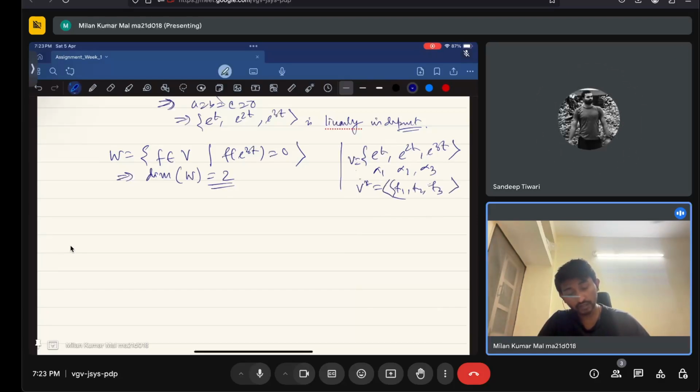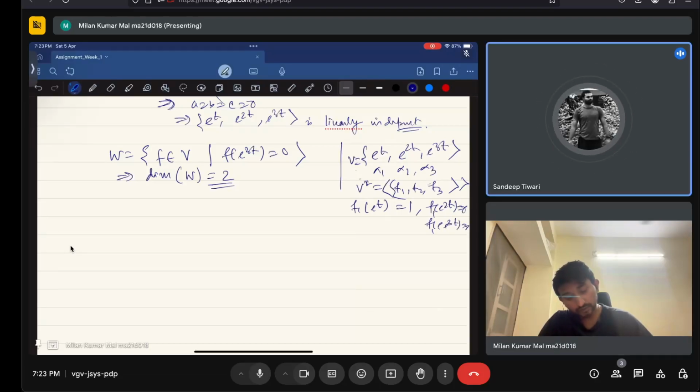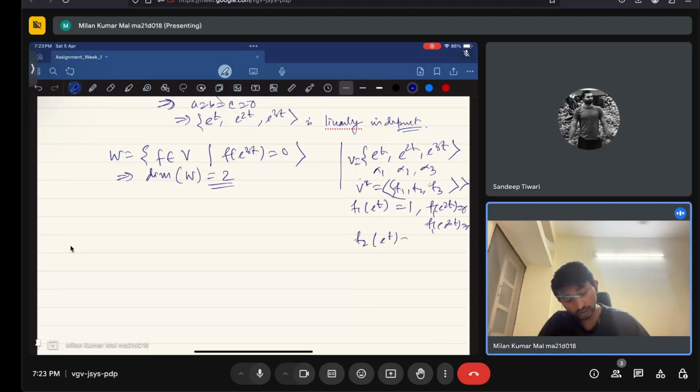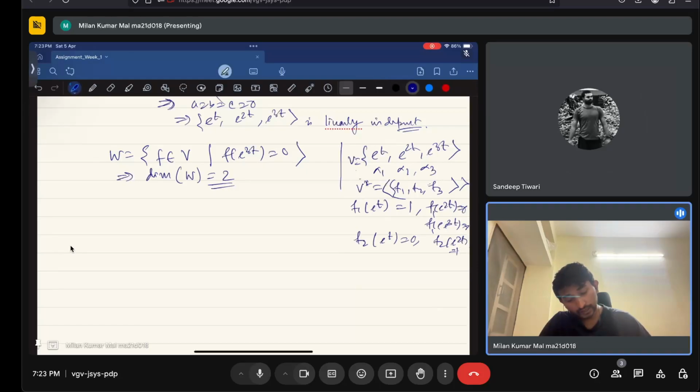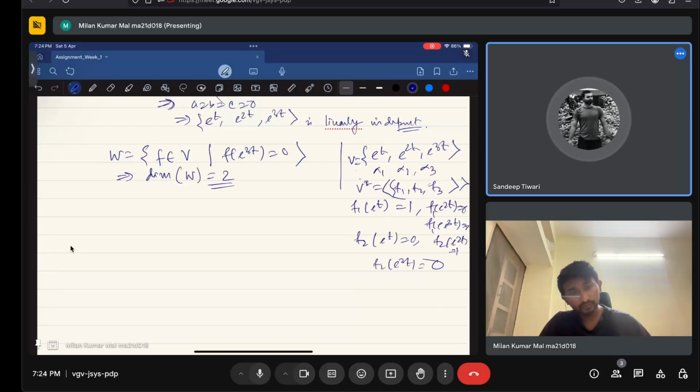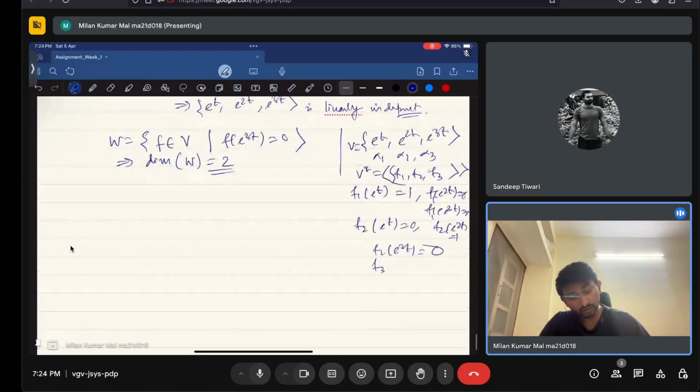How does this work? f1 will make e to the power t 1 and all others, e to the power 2t equal to 0, and f1 of e to the power 3t is equal to 0. Similarly f2 of e to the power t is 0, f2 of e to the power 2t is 1, and f2 of e to the power 3t is 0. Similarly f3 will be something which makes e to the power 3t 1 and all others 0, right?